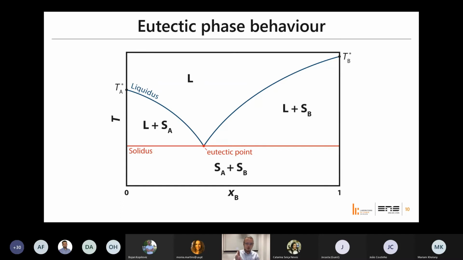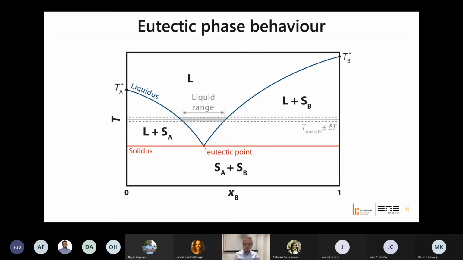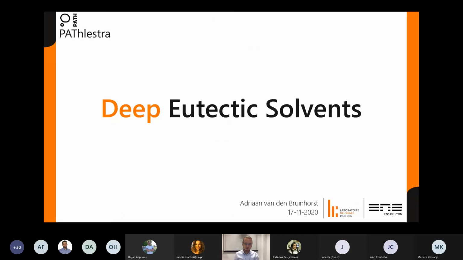And that gives us these phase fields. So the completely miscible liquid at the top, the completely immiscible solids at the bottom, and 2 areas where the liquid is in equilibrium with the pure solids. And this is, of course, simple eutectic phase behavior. Then, if you want to use these liquids at a certain temperature for an application, you can draw a horizontal line, and at the operational temperature, you will get a range of compositions that are liquid for your application. So that was very quickly what eutectic is.